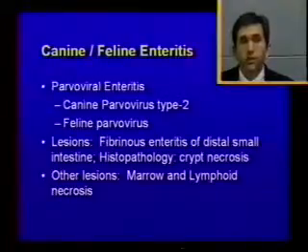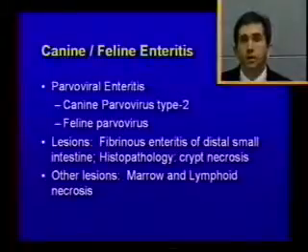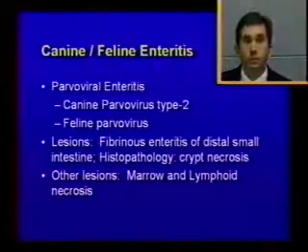And the classical lesion that's seen histologically would be necrosis of the crypt epithelium. So if you recall, we talked about coronavirus and rotavirus, which target the surface of the intestinal villus. This virus targets the lower, or the crypt epithelium, the deeper epithelium that lines the villus. And it also targets cells that are dividing very rapidly, such as bone marrow cells or lymphocytes. So it can cause anemia because of the marrow effect, and also can cause immunosuppression due to the lymphoid effect.